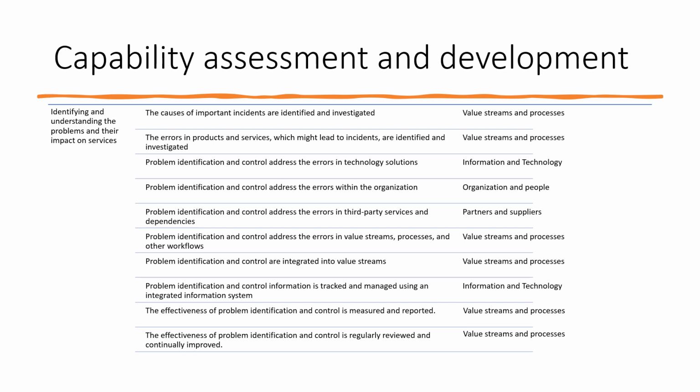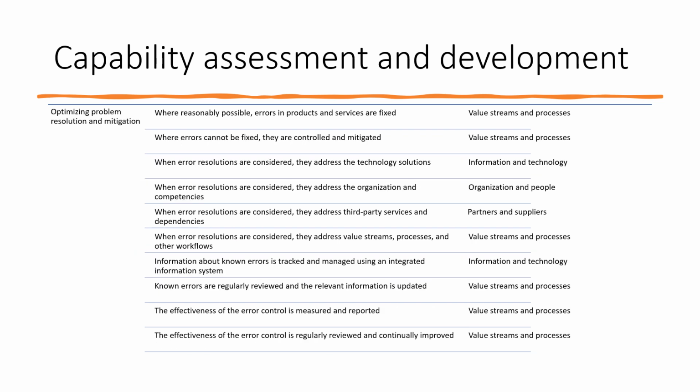For the partners and suppliers, we have the following criterion. Problem identification and control address the errors in third-party services and dependencies. And the last criterion for the information and technology dimension: problem identification and control address the errors in technology solutions. Problem identification and control information is tracked and managed using an integrated information system.